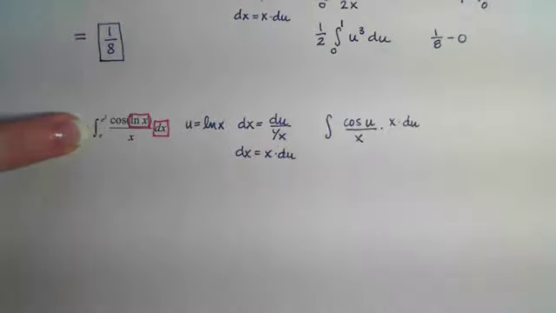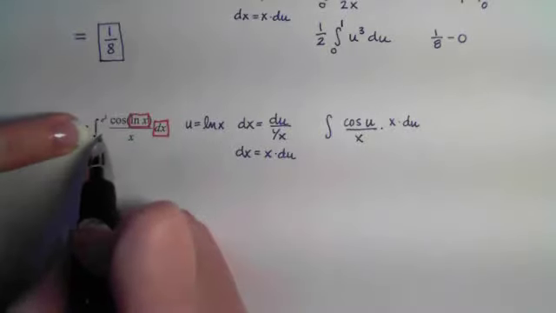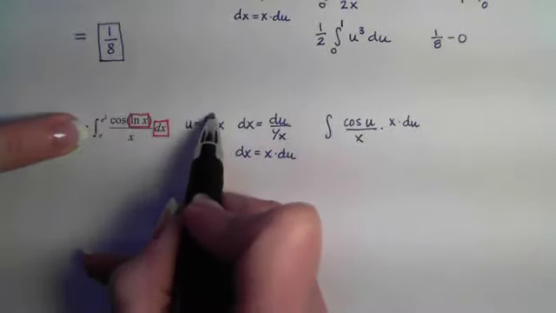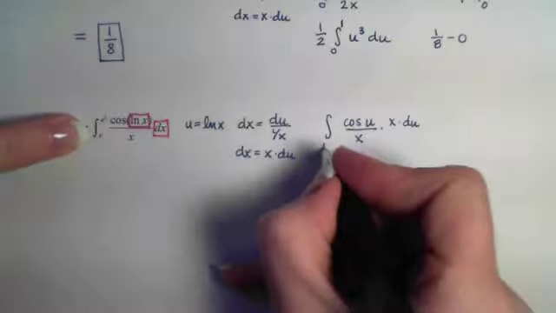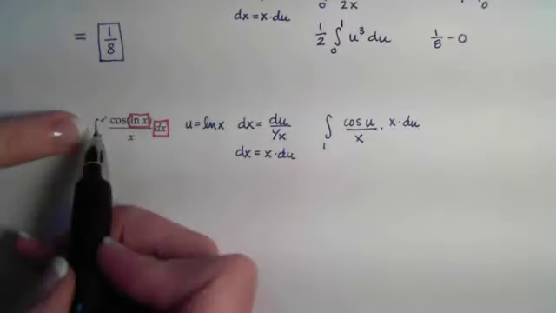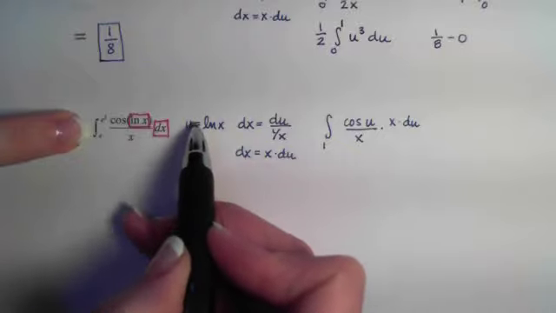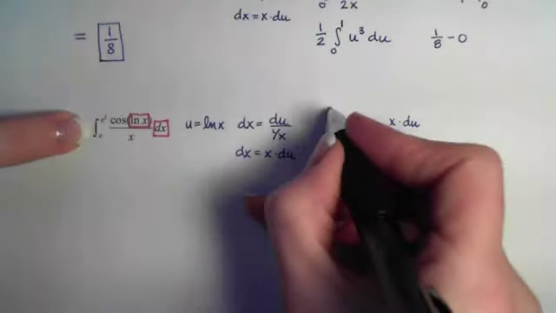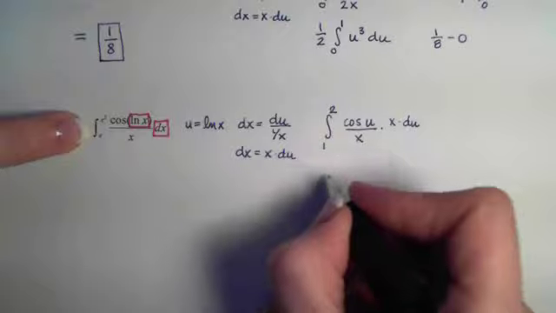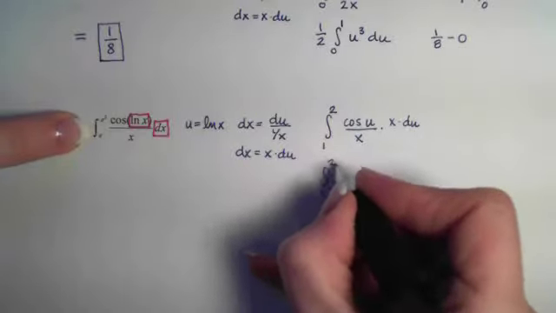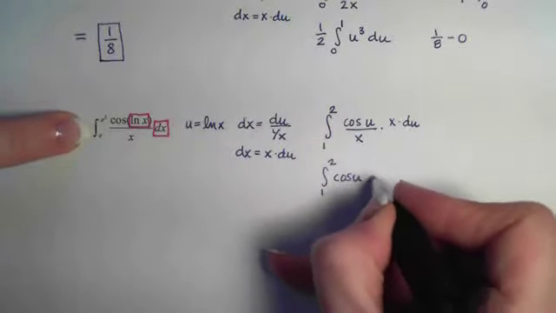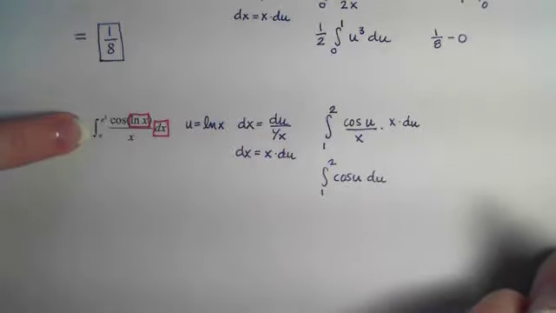And then I think about my limits. If I plug e into my u, I'll have the log natural of e, which is 1, as my lower limit. If I plug e squared into my u, I get a 2 times the log natural of e, which is a 2 times a 1. If I simplify that, get rid of my x's, I have now created an integral I can go backwards on quite readily.